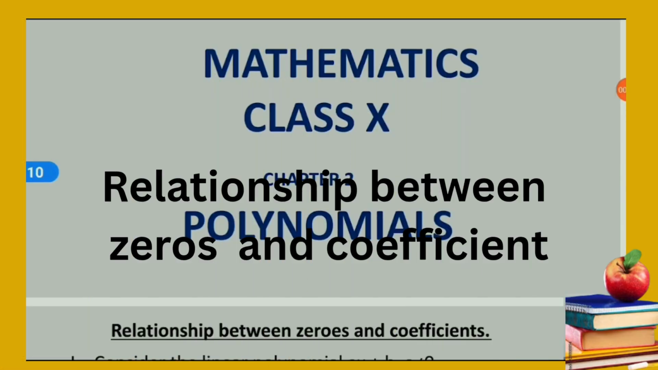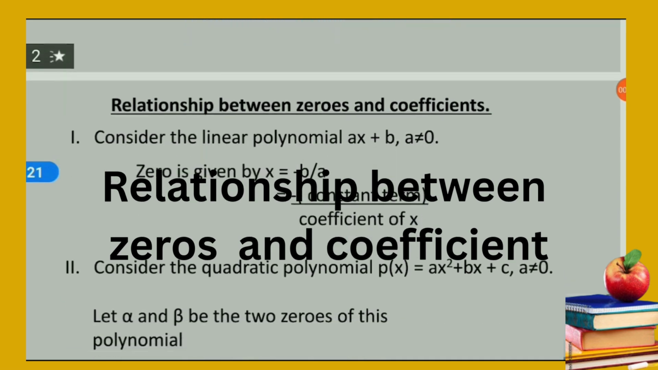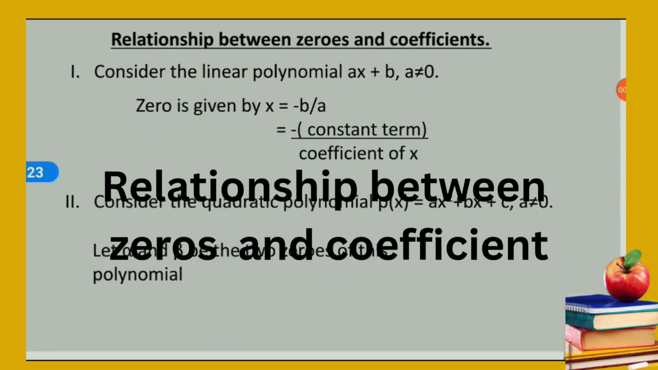We are studying polynomials, the second chapter of 10th mathematics. Children, today we are studying the relationship between zeros and coefficients of a polynomial. We know the general form of the linear polynomial is ax plus b, where a is not equal to 0. A and b are real numbers and x is the variable.